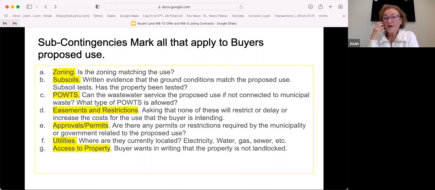Can your buyer use this lot to do what he wants to do with it? Or does he find out that it's going to cost him a lot of extra money? He can get out on these contingencies.